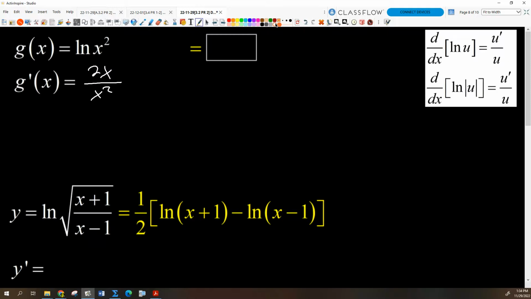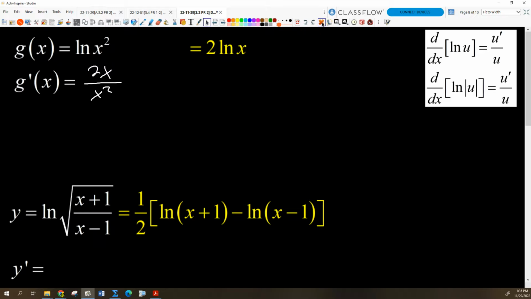I could simplify that. That's just 2 over x, isn't it? Right? Is there another route we could take to that one? Yeah, we know we have a property of logs there. The log of x squared is equal to 2 log x, right? Okay, so we could just do that, and the derivative of 2 log x is 2 times the derivative of log x. What's the derivative of log x?